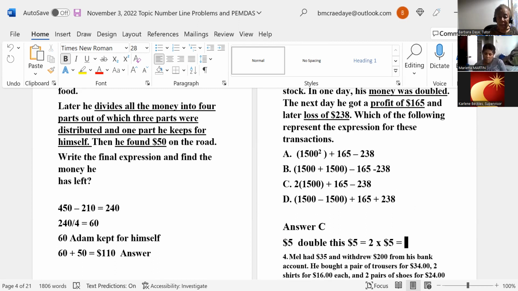Marietta, what's 2 times $5? 2 times $5? What's $5 plus $5? It's 10. But I put another 5, so make it 10. Don't put 15. You put another 5 because I say double. I didn't say double and then add another 5. You're putting another thing in there that I didn't say, right?